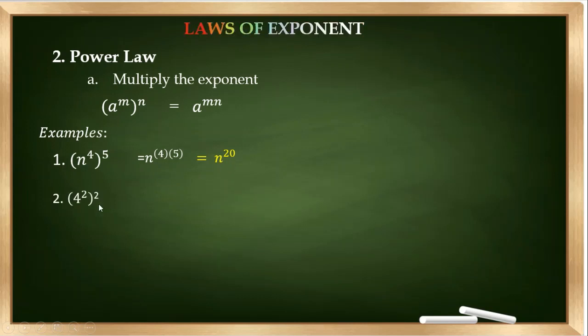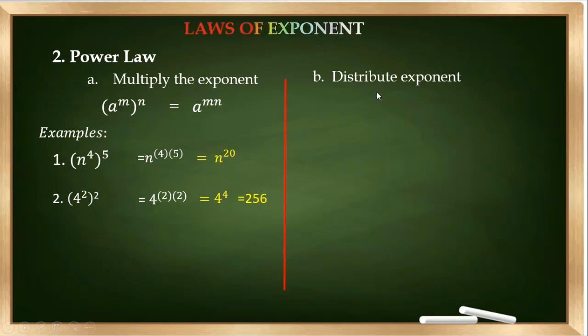Alright? So another example is we have quantity of 4 squared raised to the 2 power. So we have 4, then multiply 2 times 2. Multiply nyo itong dalawang exponent na ito. So we have 4 raised to the 4th power. And to simplify 4 raised to the 4th power, that is equal to 256.